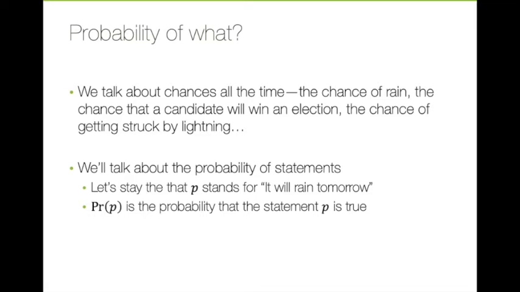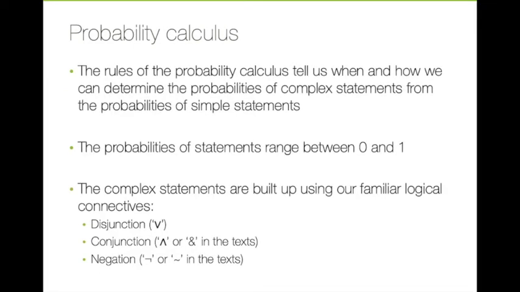And while we'll focus on characterizing probability in terms of statements, be aware that it can also be described in terms of events. And when we use that kind of description, we use sets as our formal tools. But for our purposes, we're going to use statements and the connectives of truth functional logic. The mathematical theory that describes what probability is and how it works is called the probability calculus. The rules of the probability calculus tell us when and how we can determine the probabilities of complex statements from the probabilities of simple statements.